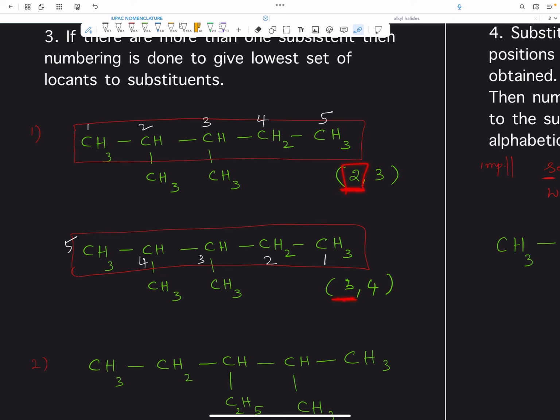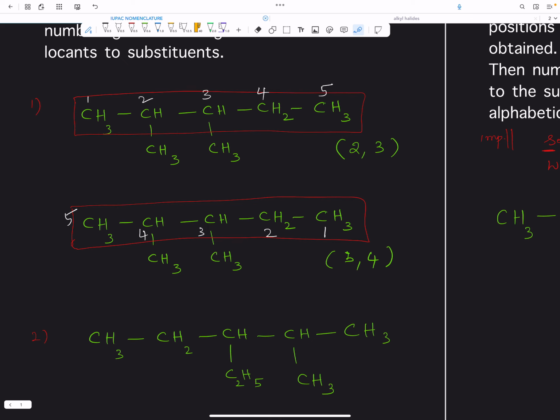Here we got a 2, here it is a 3. You need not consider 3 and 4 while comparing which is the correct numbering. Always go on comparing the first locant and then the next set of locants. Therefore, this numbering is correct and this numbering is wrong. Let us practice one more example.